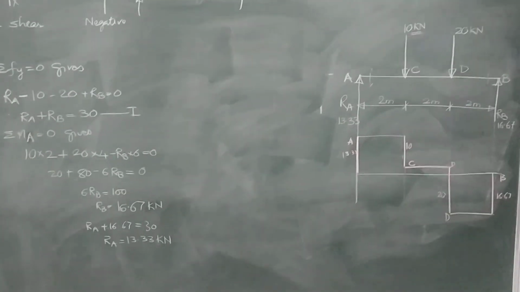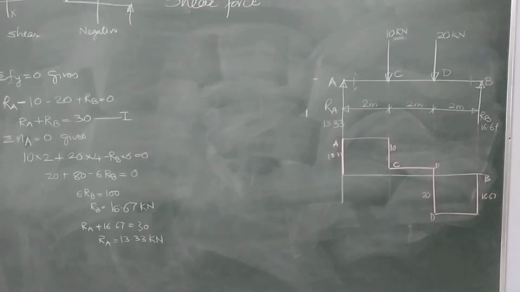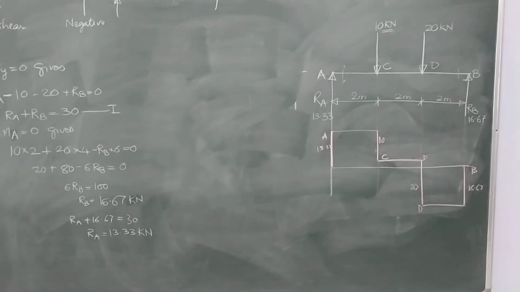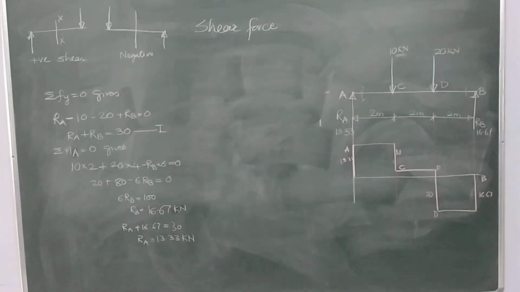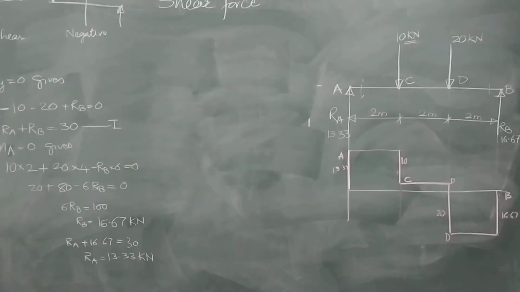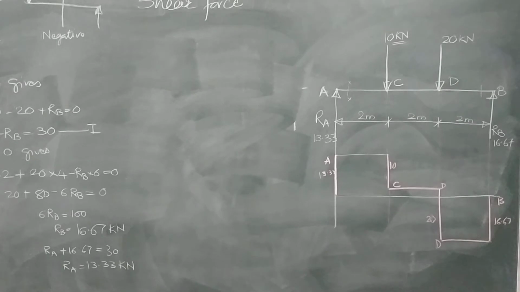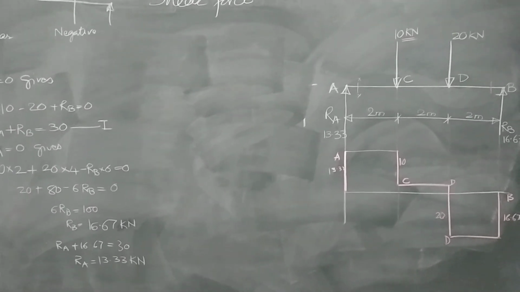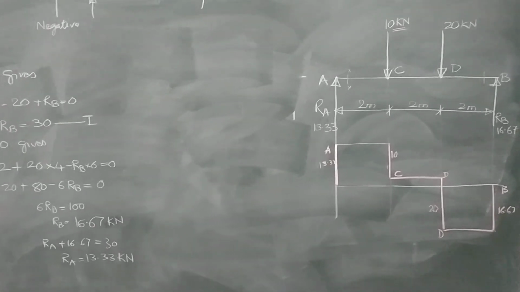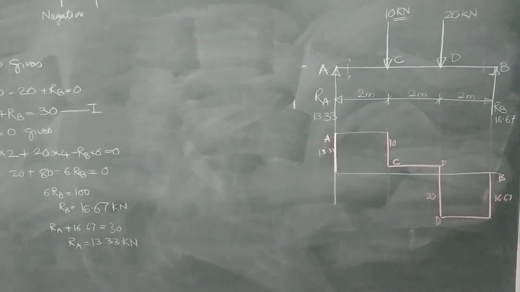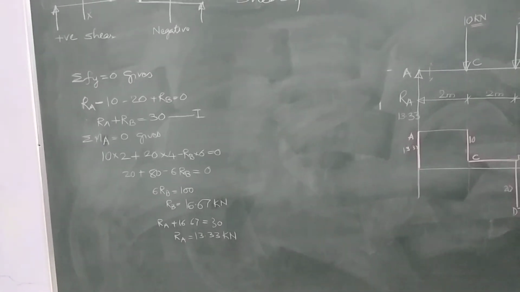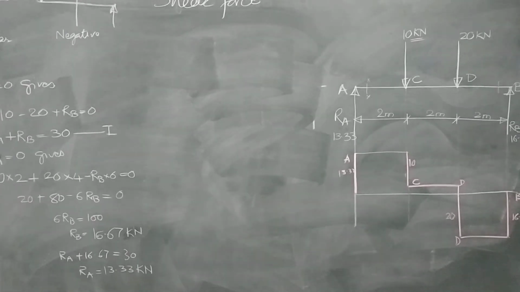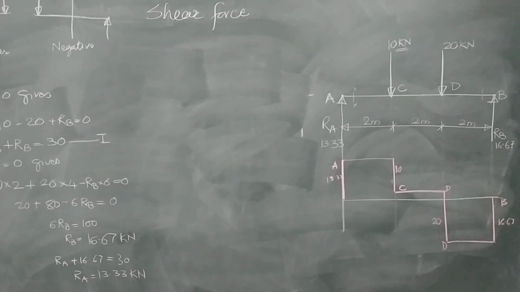I recommend you to solve at least 3 problems of the same type, that means simply supported beam with point load. So this is a simply supported beam with point load. We will solve one more problem in the next lecture, in the next video, with a simply supported beam and a UDL. I recommend you to solve at least 3 problems of the same nature, simply supported beam with a number of point loads placed at different lengths.